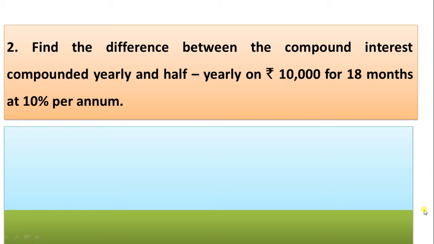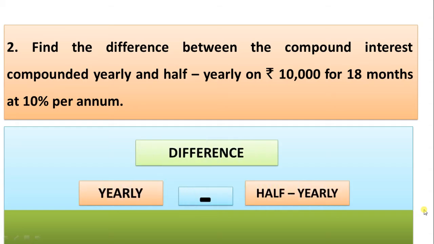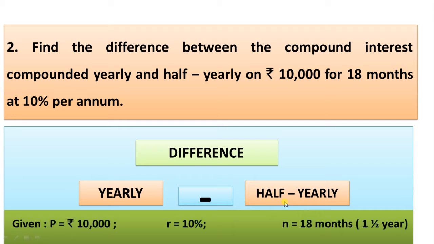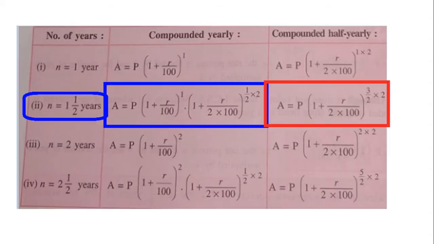In this problem, in the first step, we have to calculate the compound interest when it is compounded yearly. And in the second step, we have to calculate the compound interest when the interest is being compounded half yearly. Later, its difference should be calculated. This process has to be done on the principal amount of rupees 10,000 at rate of 10% per annum for 18 months. Therefore, as n is 1.5 years, we need to calculate the compound interest in both the cases when it is compounded yearly and when it is compounded half yearly. Note down this in your classwork, children.